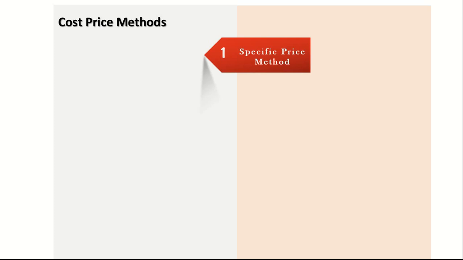Cost price method. The following are the commonly used methods under the cost price method. One, specific price method. This method is useful, especially when materials are purchased for a specific job or work order, and as such these materials are issued subsequently to that specific job or work order at the price at which they were purchased. To use this method, it is necessary to store each lot of material separately and maintain its separate account. Two, first in, first out, FIFO, method.